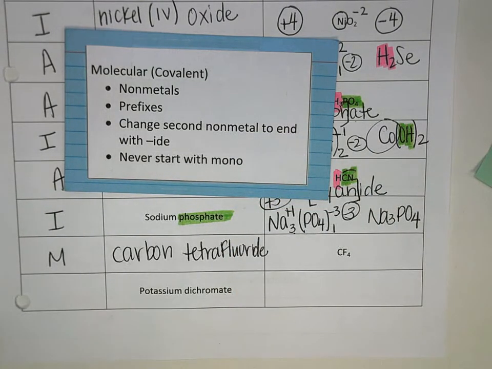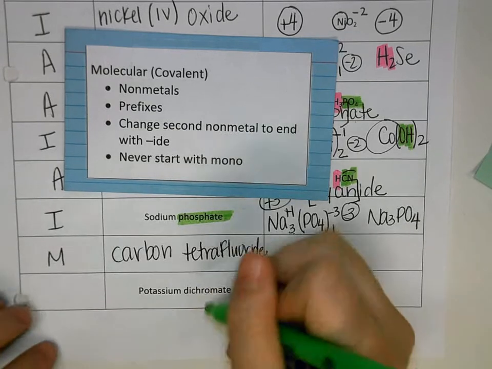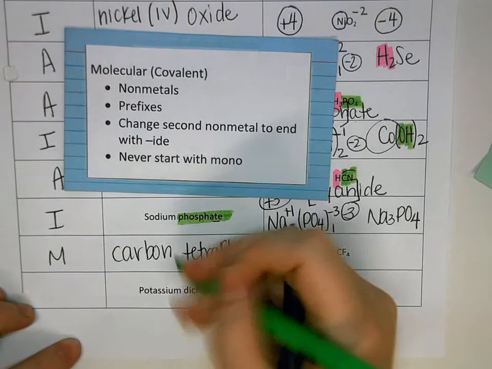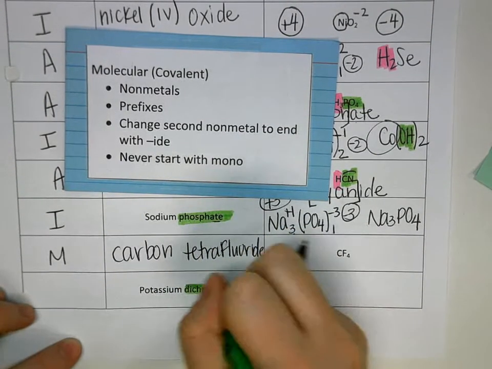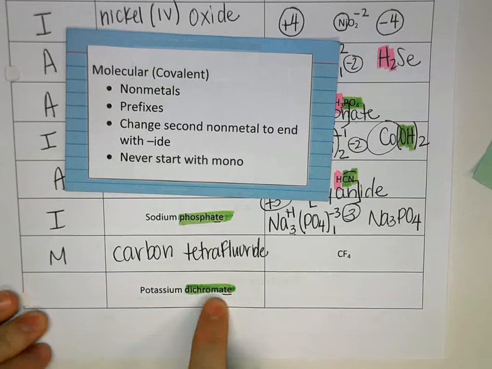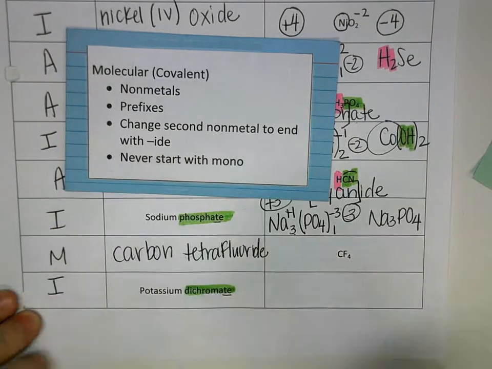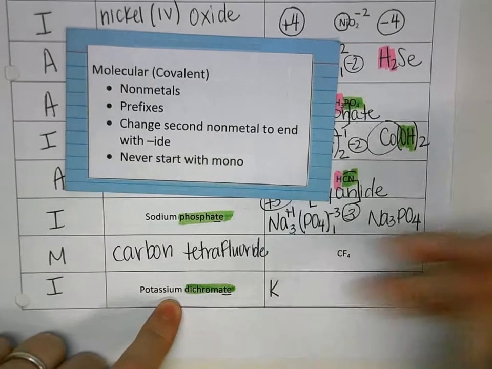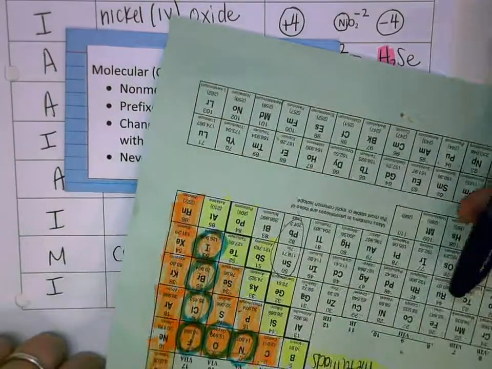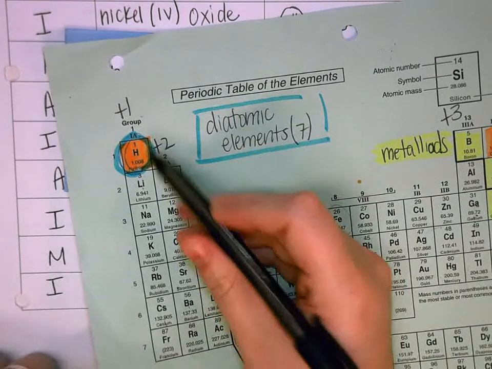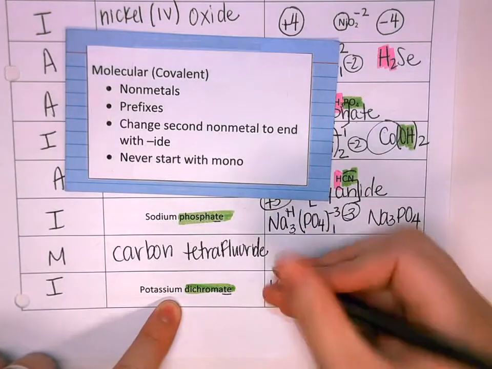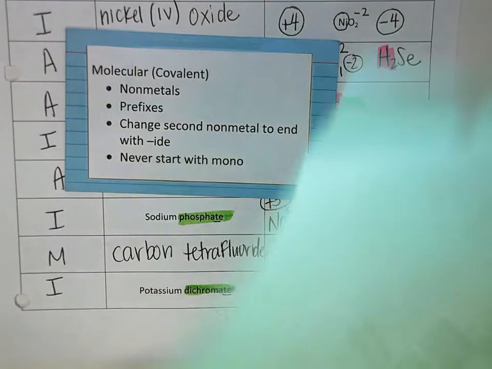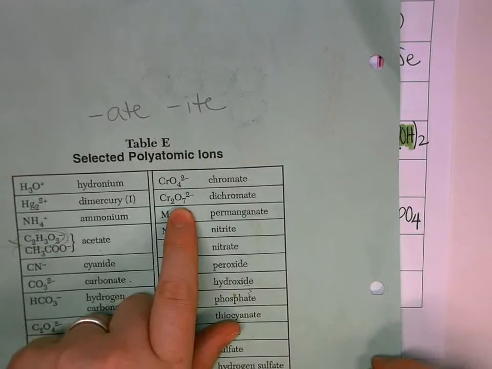Next one that I have on here is potassium dichromate. So this one ends with ATE, which is a sign that it is polyatomic. And I've got potassium, so a metal and a polyatomic ion means that this is ionic. So potassium is going to be K, and the charge on potassium is +1. And then I've got dichromate. So since that's a polyatomic ion, I need to find it on my sheet.